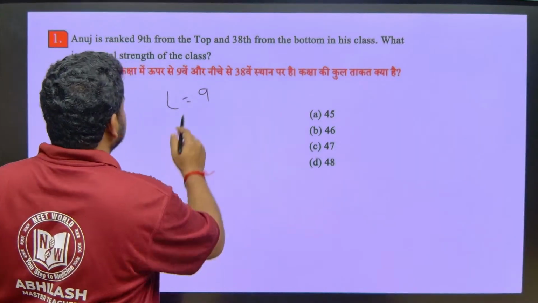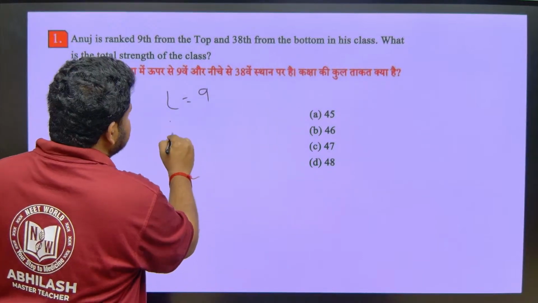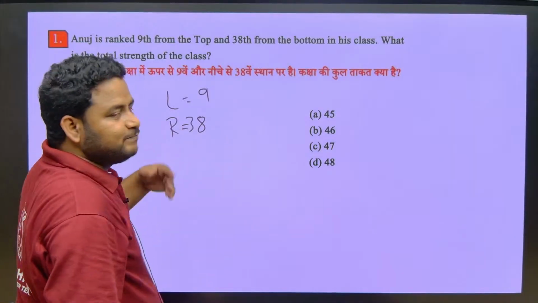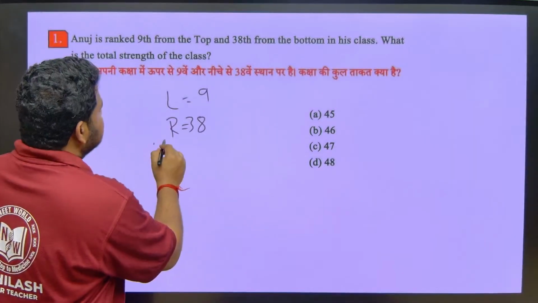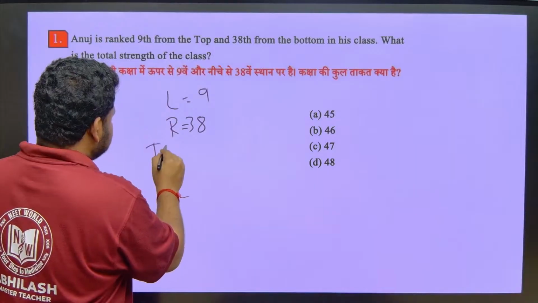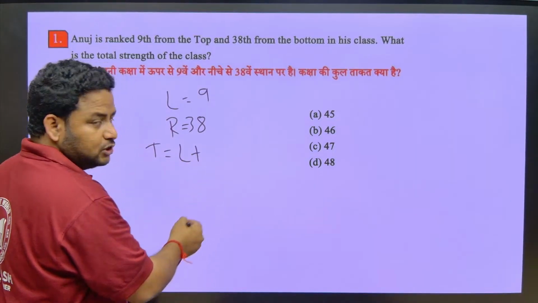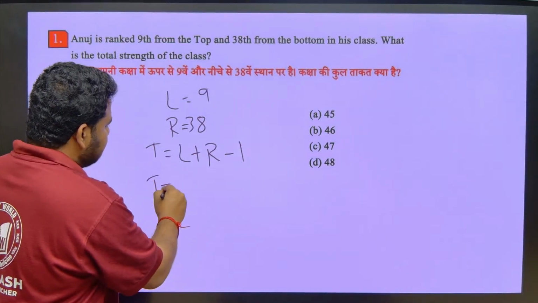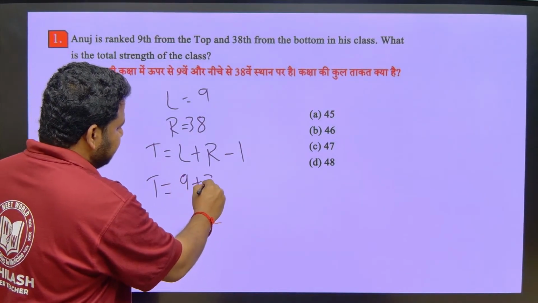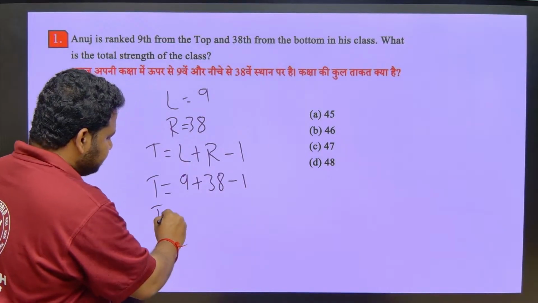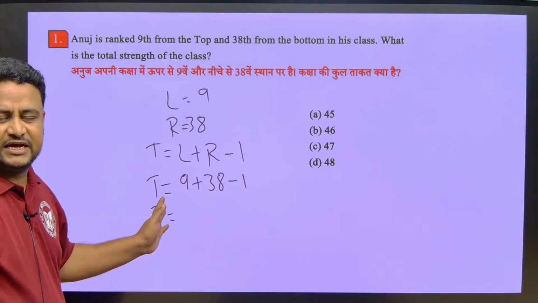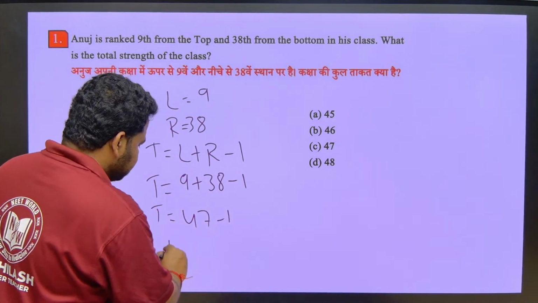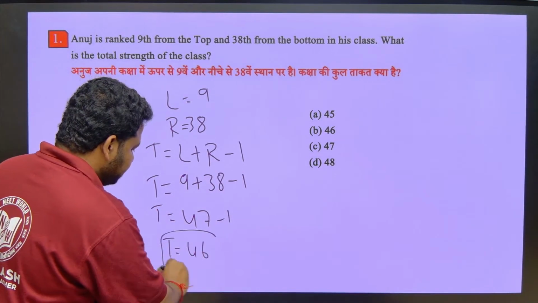So left is 9. Bottom means right, so right is 38. They are asking for the total strength of the class, so I write: total is equal to left plus right minus 1. Total is equal to 9 plus 38 minus 1. 38 plus 9 is 47, and 47 minus 1 is 46. We got the total as 46.